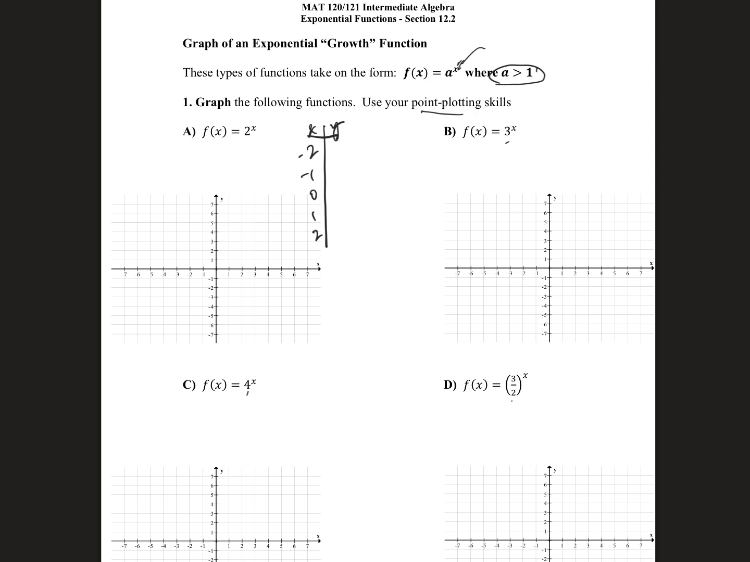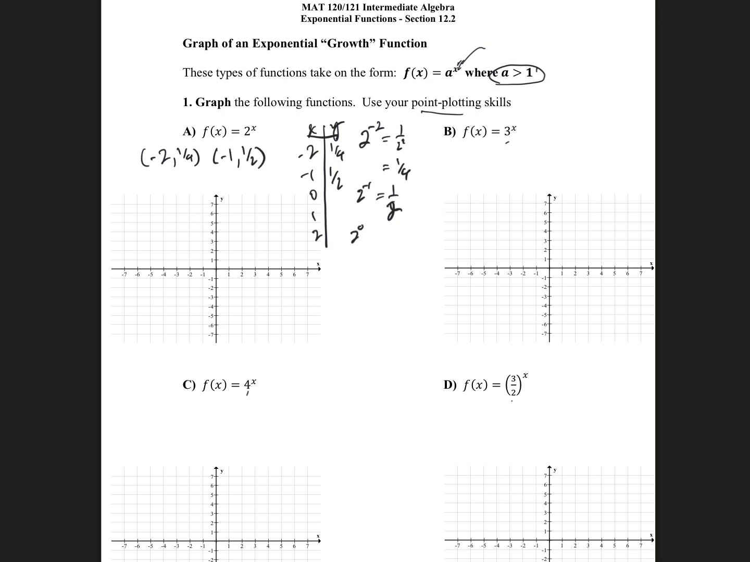If I let x equal negative 2, we're going to have 2 to the negative 2. And of course, the way we handle negative exponents is by rewriting them as a reciprocal. And so we end up with 1/4. So that gives us a point to plot: negative 2, comma 1/4. If we let x equal negative 1, we get 2 to the negative 1, which gives us 1/2. So that's another point to plot, negative 1 and 1/2.